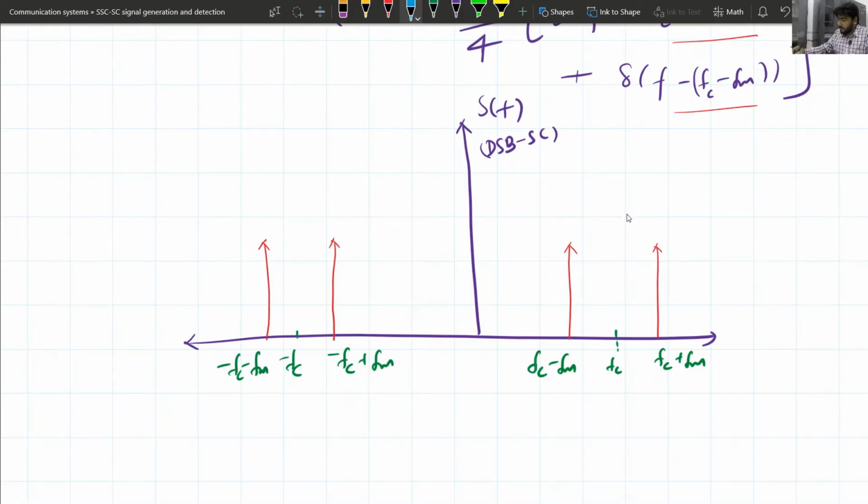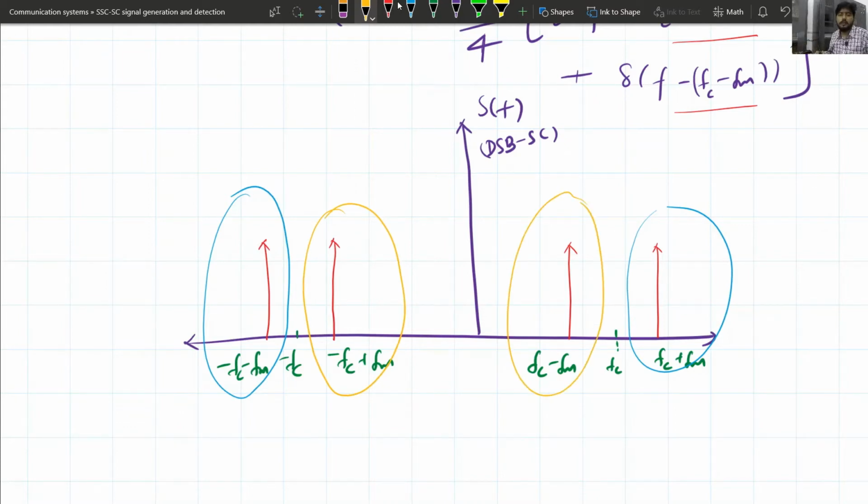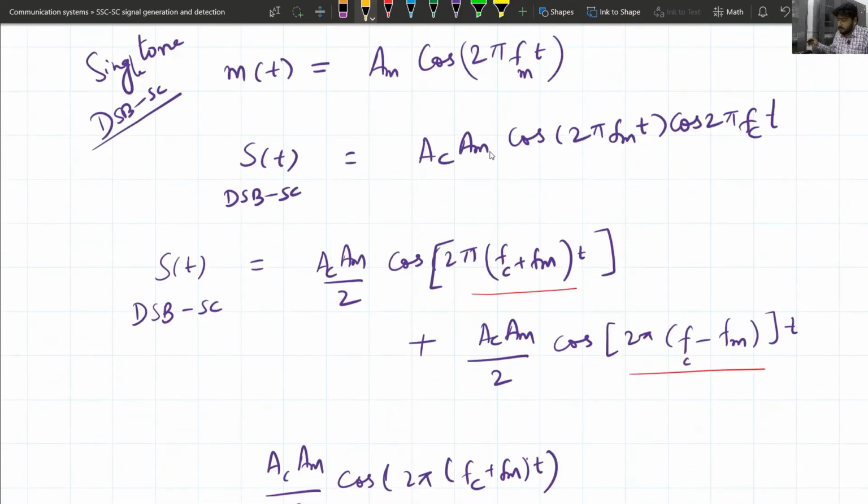We can see these two components are the upper sideband components, and similarly these two are the lower sideband components. Then we can say that this DSB-SC signal has got two components: one is the lower sideband, one is the upper sideband.